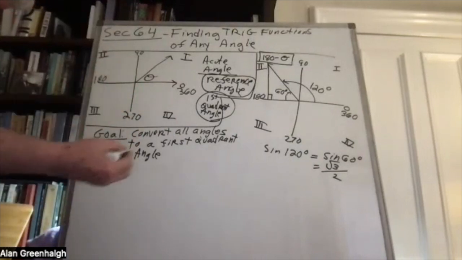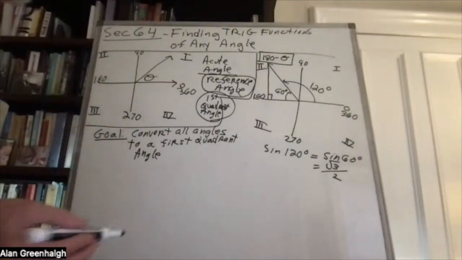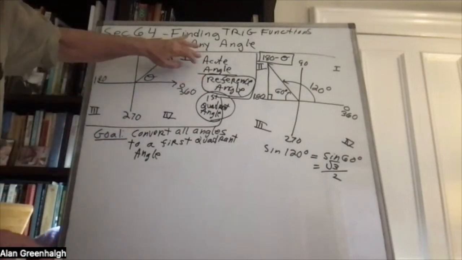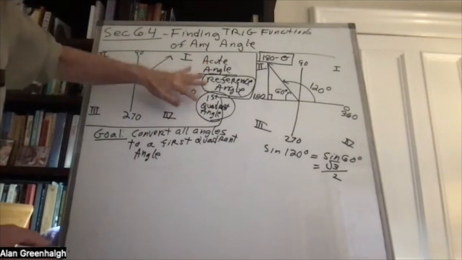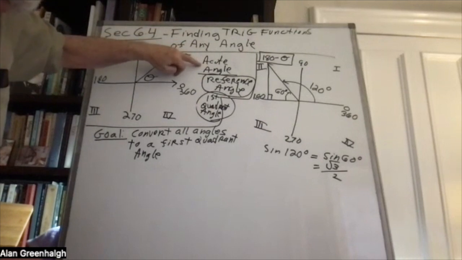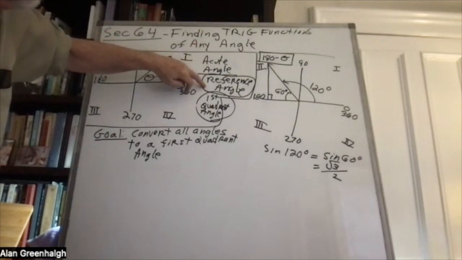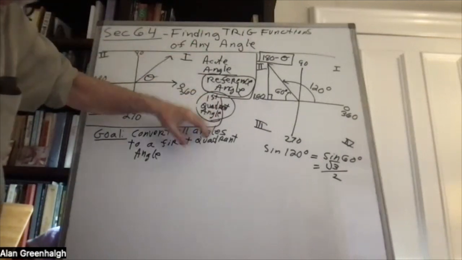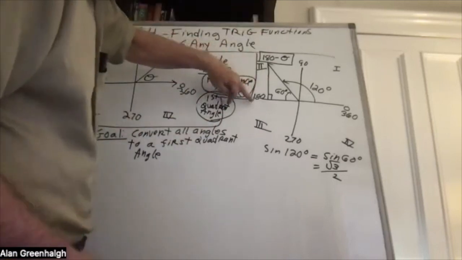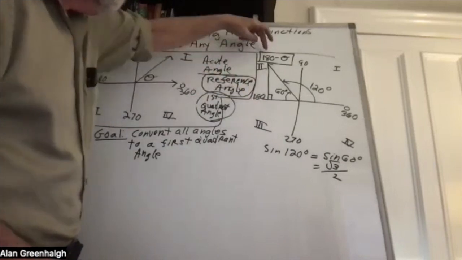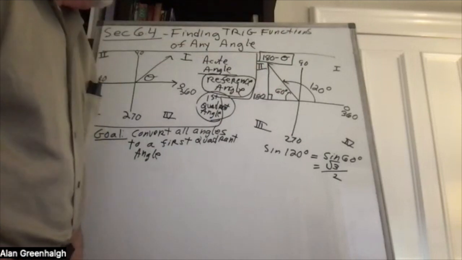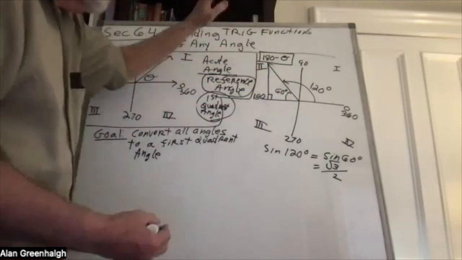So that's what we're going to try to do. We're always going to try to convert angles to first quadrant angles, better known as reference angles. They all have different names. You can call it a first quadrant angle, an acute angle, or a reference angle, same thing. This is what Josh did. He took 180 and subtracted 120 and got 60. Okay, that's what happens in the second quadrant.